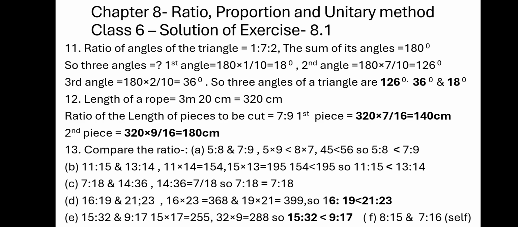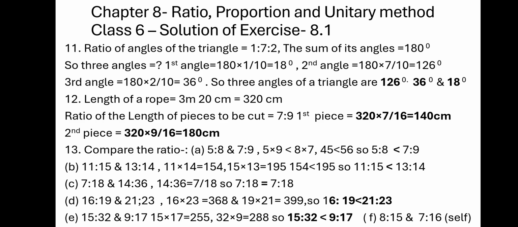So first piece length is 140 and second piece length is 180. 13th question. Compare the ratio 5 is to 8 and 7 is to 9. Now 5 into 9 is less than 8 into 7. So 45 is less than 56. So 5 is to 8 is less than 7 is to 9.